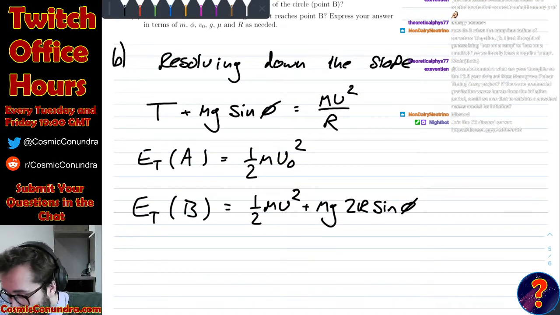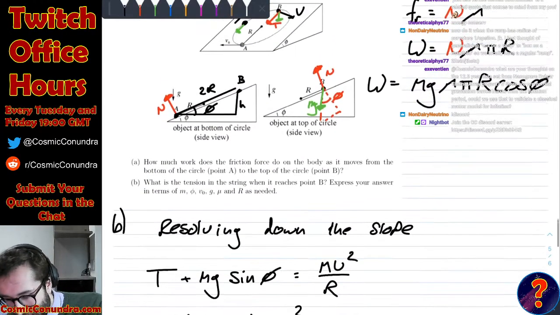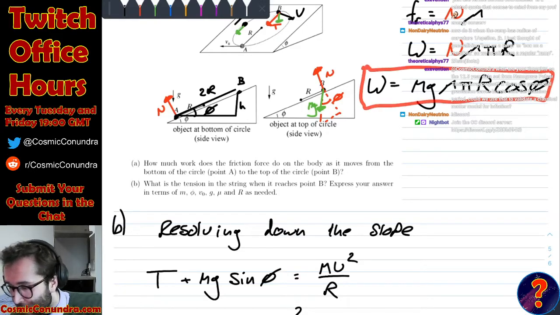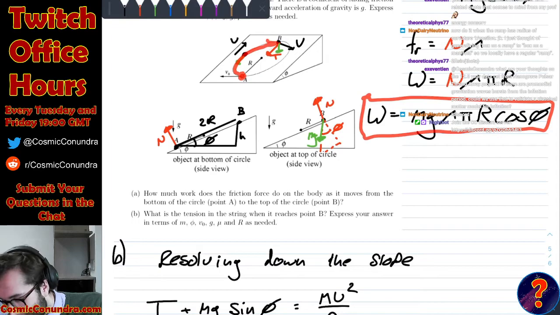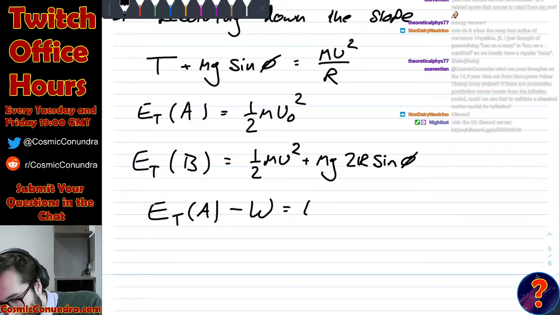And now we can use conservation of energy to find this final velocity. So we can't just set E total at A equal to E total at B, because we have lost some energy. We've calculated that friction has taken energy out of this system. It's done work on this particle as it goes around. So whatever energy the particle has here, that has been taken away in part by the frictional force as it moves around. So to put that into an equation, we can say that the total energy at A, minus the work done by friction, is equal to the total energy at B.